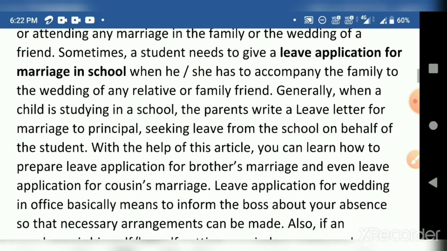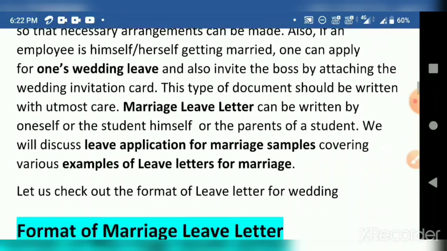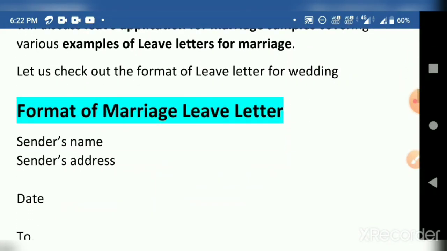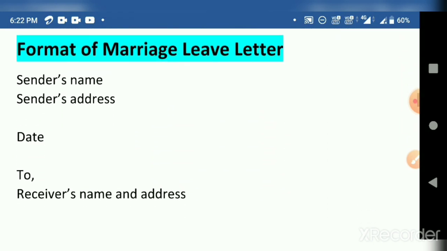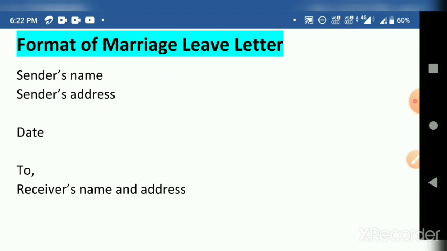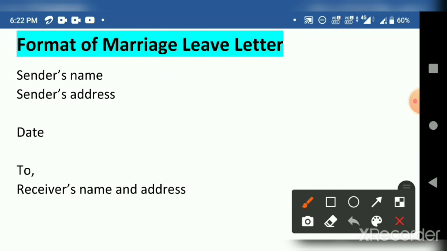So I come to the next point, that is format. Format of a formal letter is generally the sender's name and address in the beginning. Then comes the date. Then receiver's address, and please avoid "To". It is written "To" here, but it is the old format. Never write "To".